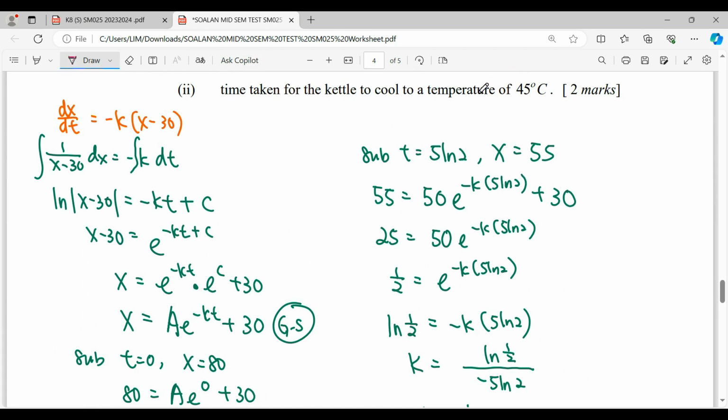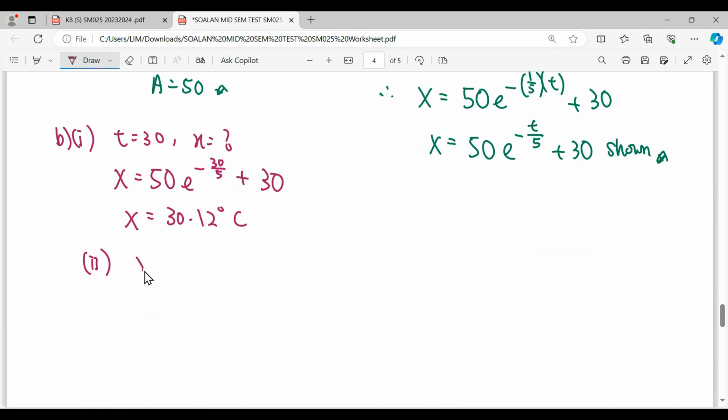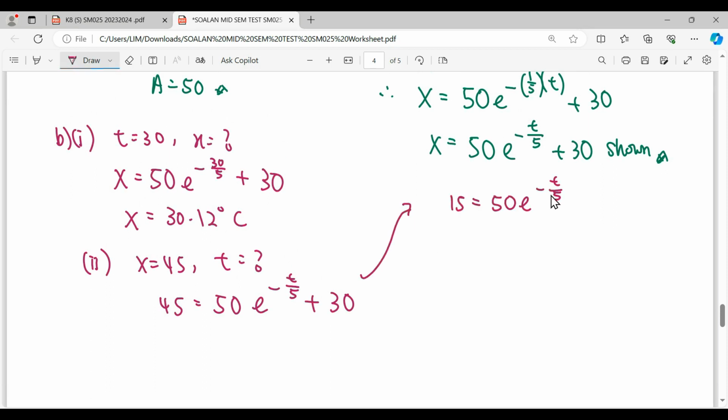Then for number 2, the question is asking for the time when the temperature becomes 45. So x equals 45, what is the time? So substitute x equals 45. Now we want to simplify to get t. So as usual, 30 moves back to the left hand side, it will become 15. Then 50 we move back to the left hand side, it will be divided, so 15 over 50. Then we want to move the e back to the left hand side, the exponential will become ln. Simplify 15 over 50 to 3 over 10.